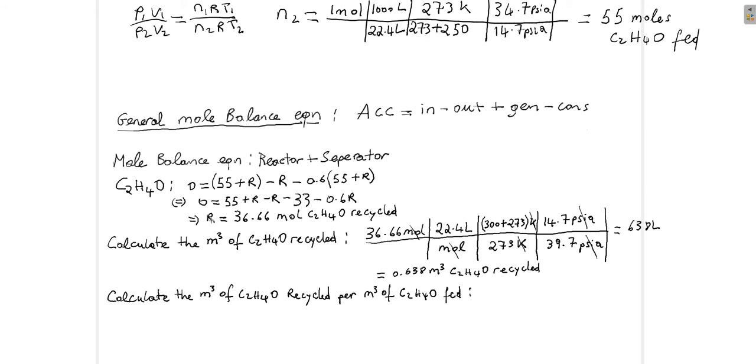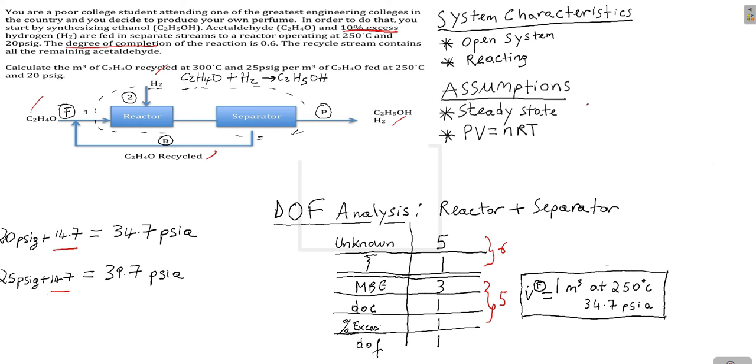Now, we can write our general mole balance equation, which is accumulation equals in minus out plus generation minus consumption. We assume our system to be at steady state, meaning that accumulation will be equal to 0. And there's no product being generated in the system, so generation will be equal to 0 as well. Next, we can write our mole balance for C2H4O around the reactor and the separator. We know that the degree of completion is a fraction conversion of the limiting reactant. And in this problem, we know that there is 10% excess of H2, meaning that C2H4O will be the limiting reactant.